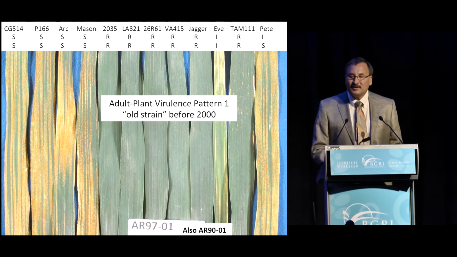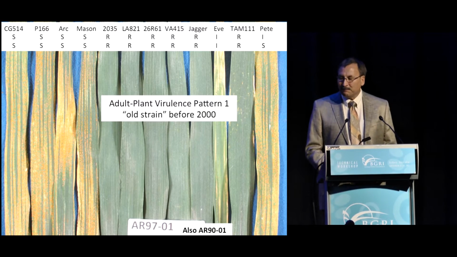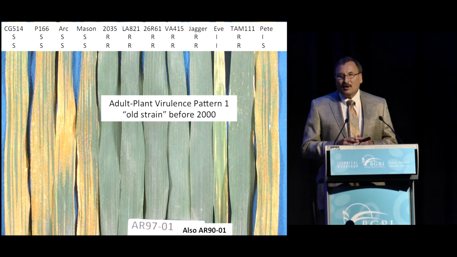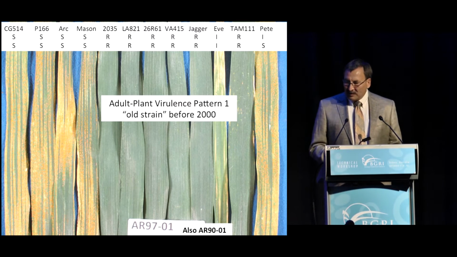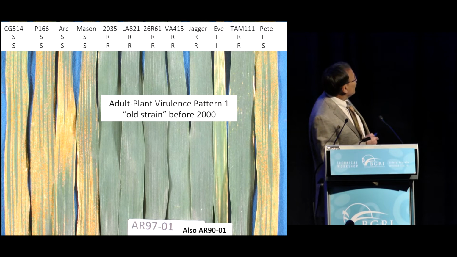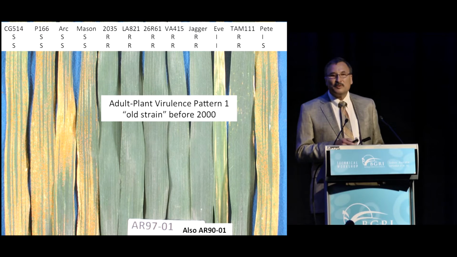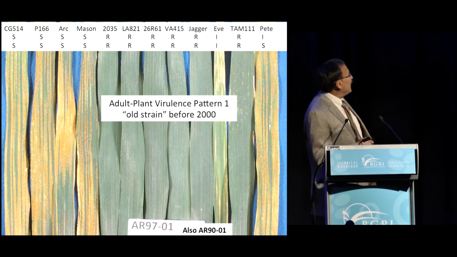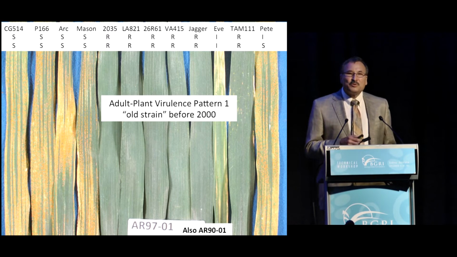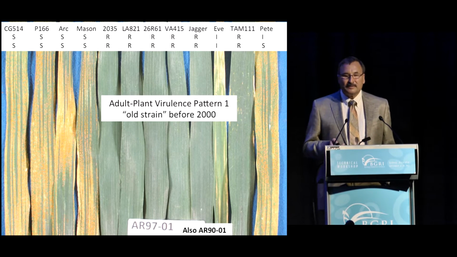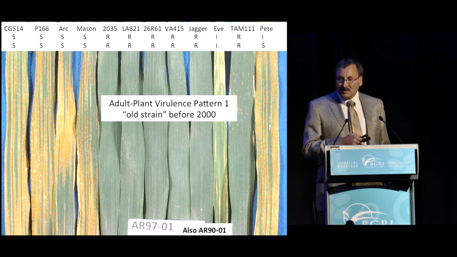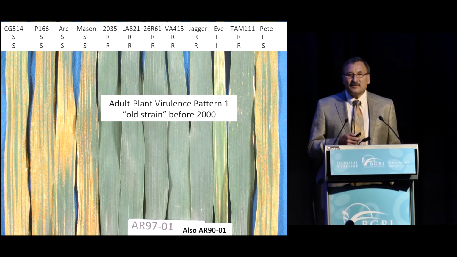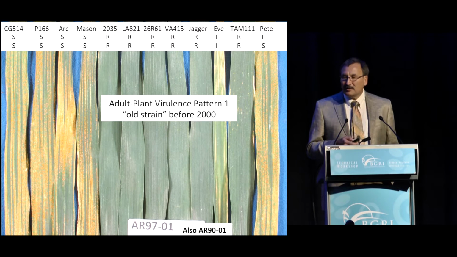This slide represents the reactions of the old strain of stripe rust on 8 soft red winter wheats and 4 hard red winter wheats. The cultivar CG514 is a susceptible check with no known resistance genes. And the top row of reactions represents the reactions on seedlings. So S is susceptible, R resistant, I is intermediate. The second row and the photos represent the reaction on flag leaves. So you can see that the seedling reaction and the flag leaf reaction agree with each other here.